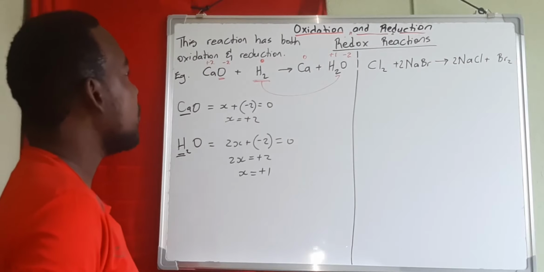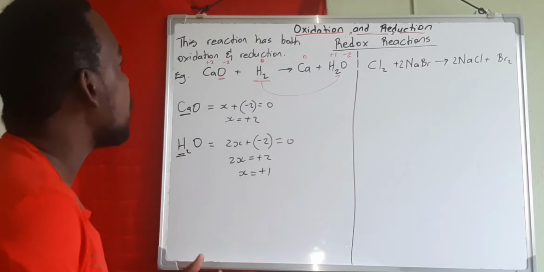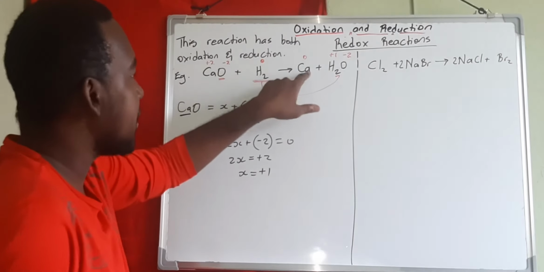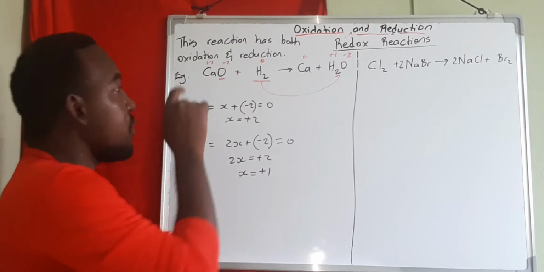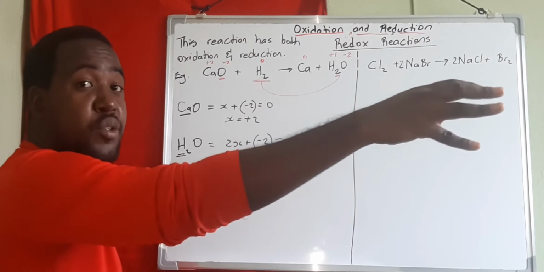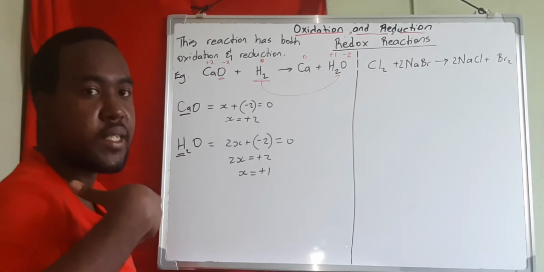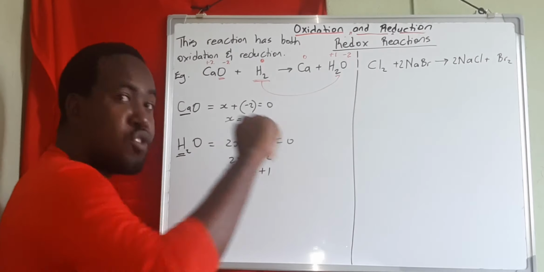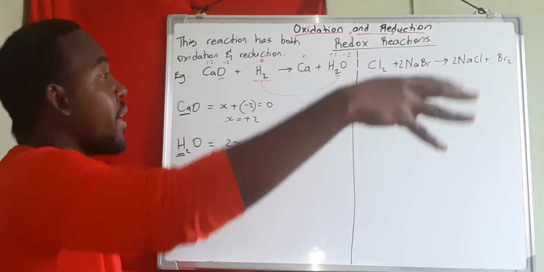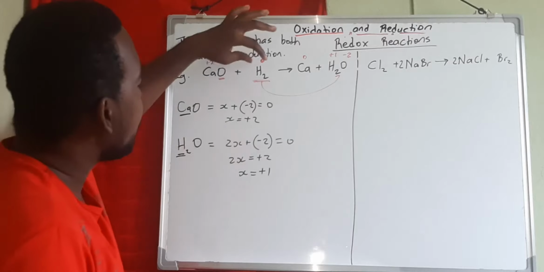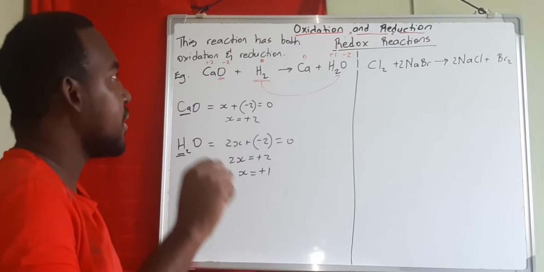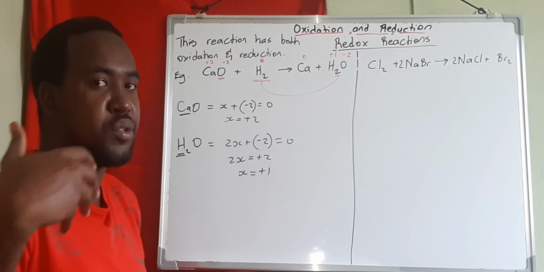So let's look at how we can use the numbers to determine which one is oxidized and which one is reduced. We're moving from a +2 calcium to a 0. To move from +2 to 0, we have to give electrons, because remember, electrons are negatively charged. The only way to move from a positive to 0 is to give it a negative. So we're giving it negative electrons, so it becomes 0. And if we're moving from 0 to a positive, that means we're taking away electrons, so we're losing electrons.